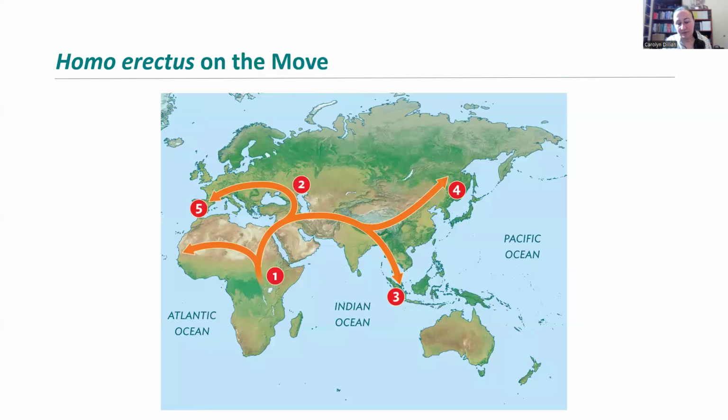And as we've already talked about, these Homo erectus species are migrating out of Africa very quickly. So we have Homo erectus found in Europe, in a few places in Europe. We have Homo erectus in Asia, all the way down into Southeast Asia. So we're going to talk about some of these in just a second.